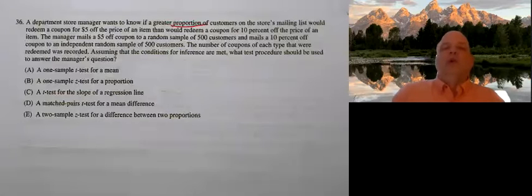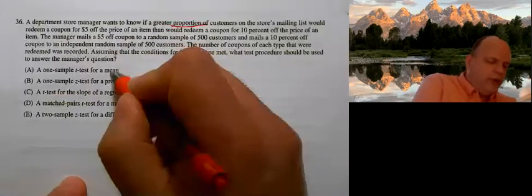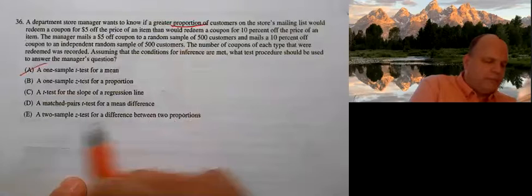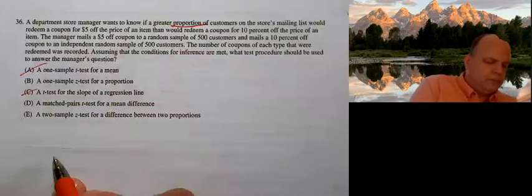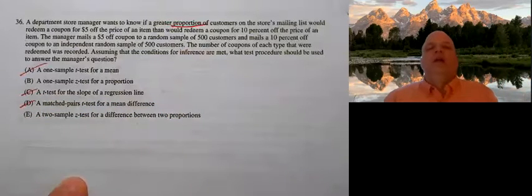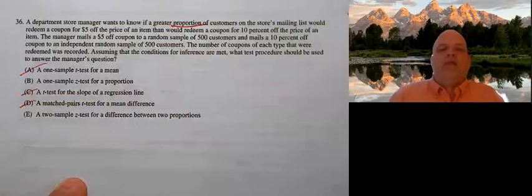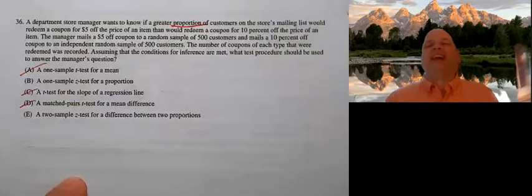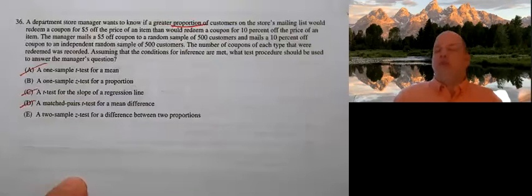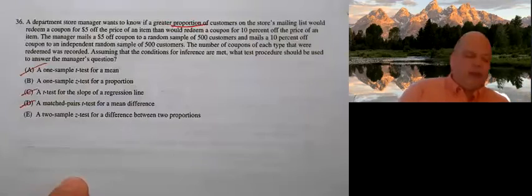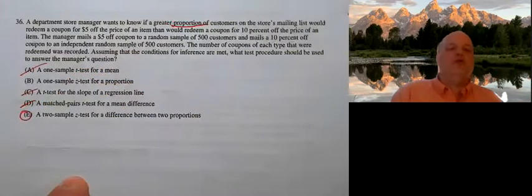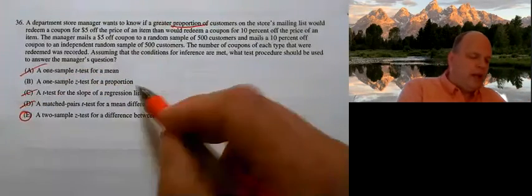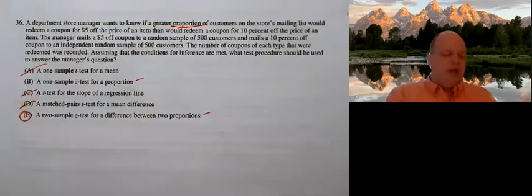Well, first off, we're working with proportions. So that gets rid of anything that has to do with means. Now, how many samples did we have? We have 2 samples, because we have one sample that got the $5 coupon and a second sample that got the 10% coupon. So our answer to 36 is going to be E because we had 2 separate groups. The key thing here was narrow it down with the proportions and then notice that we have 2 samples.